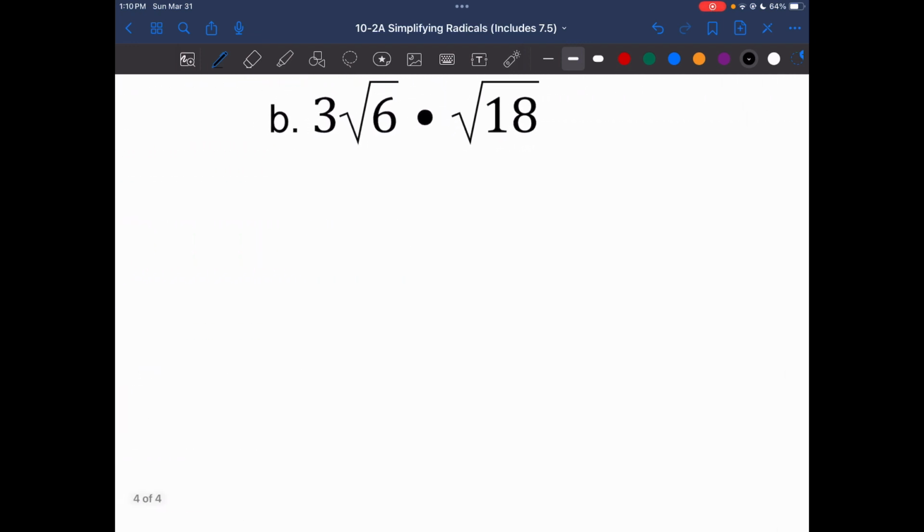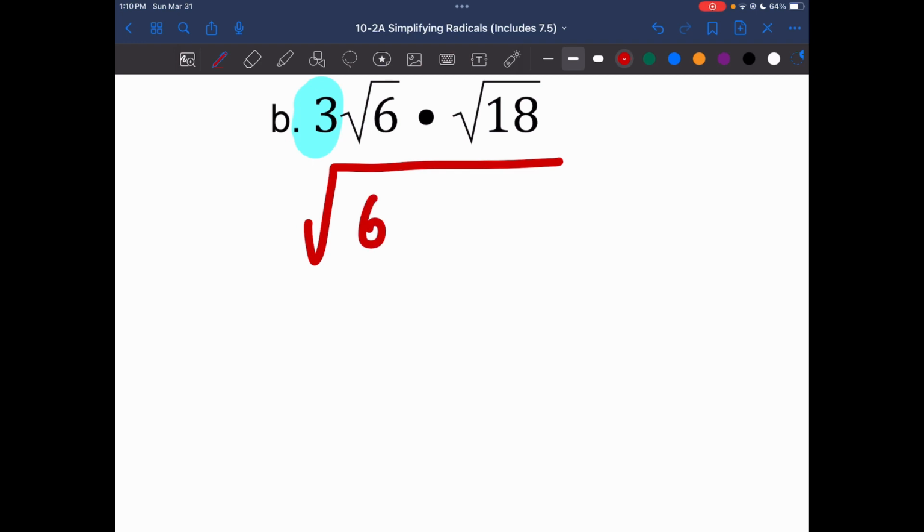So let's look at this. Letter B has an important piece. We have a coefficient out in front, and I'm going to highlight that in blue here, right? That coefficient in front needs to stay in front. It's going to come back at the end, and we're going to deal with it later. So now let's combine the rest of this under one radical symbol. So we have 6 times 18.